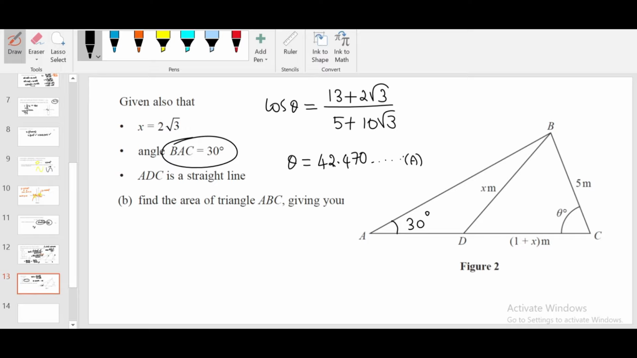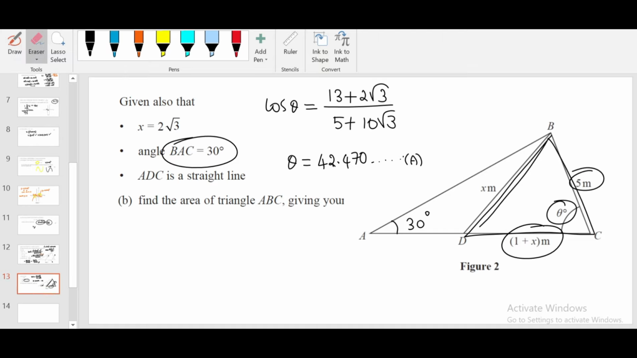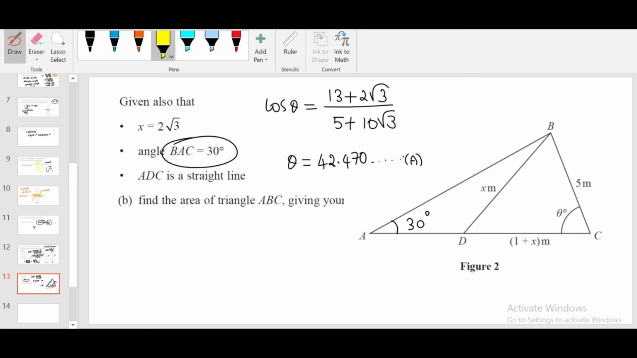Now, it's very easy to find the area of this triangle because we know angle to adjacent sides. So we can find the area of that triangle. And then we can find the area of ABD separately. And we can sum them up, you will get the final area. So what I'm going to do now, first find the area of this triangle.